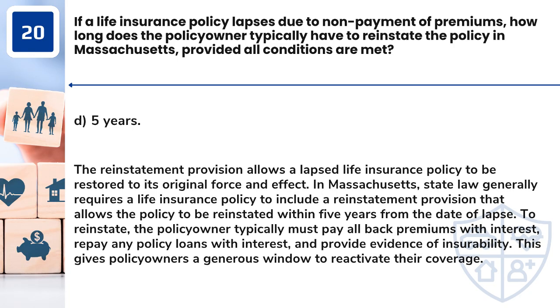Answer, D. 5 years. The reinstatement provision allows a lapsed life insurance policy to be restored to its original force and effect. In Massachusetts, state law generally requires a life insurance policy to include a reinstatement provision that allows the policy to be reinstated within 5 years from the date of lapse. To reinstate, the policy owner typically must pay all back premiums with interest, repay any policy loans with interest, and provide evidence of insurability. This gives policy owners a generous window to reactivate their coverage.